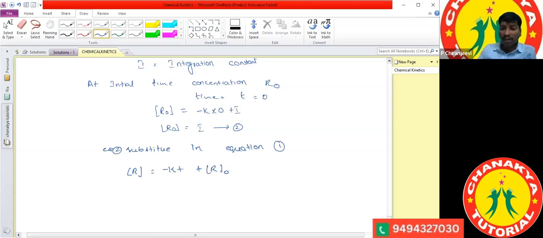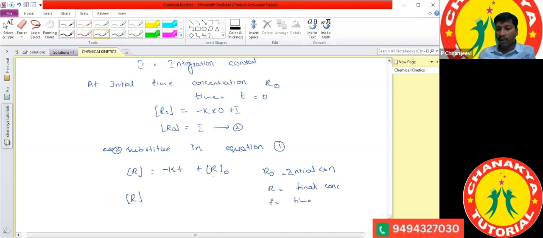Now take all the concentrations to one side and the rate constant to one side. How can we change the formula? Here R naught is nothing but the initial concentration. R is nothing but the final concentration. t is nothing but time.